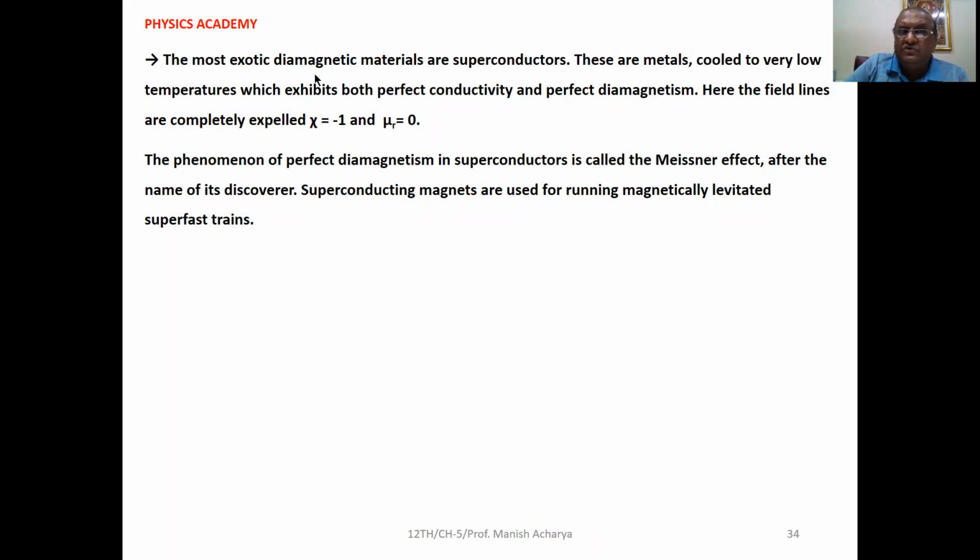So, the most exotic diamagnetic materials are superconductors. These are metals cooled to very low temperatures, which exhibit both perfect conductivity and perfect diamagnetism. Here, the field lines are completely expelled, and its susceptibility becomes -1, and relative permeability becomes 0. And when this happens, this phenomenon of perfect diamagnetism in superconductors is called the Meissner effect, after the name of the scientist who discovered this thing. Superconducting magnets are used for running magnetically levitated superfast trains. Clear to all of you?